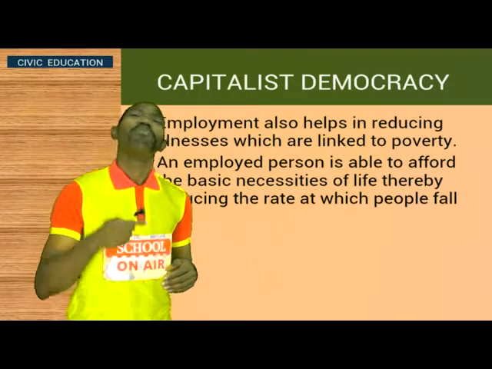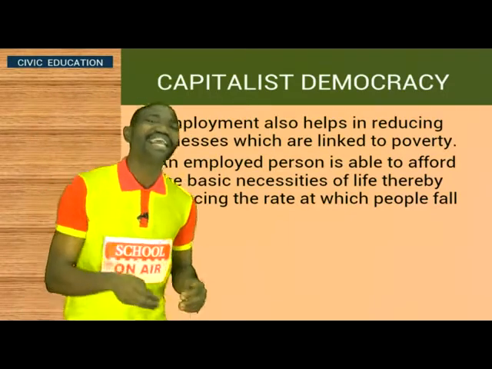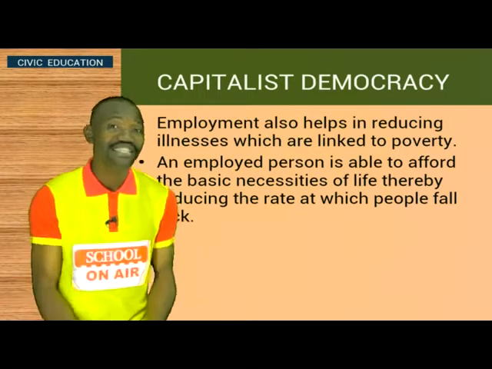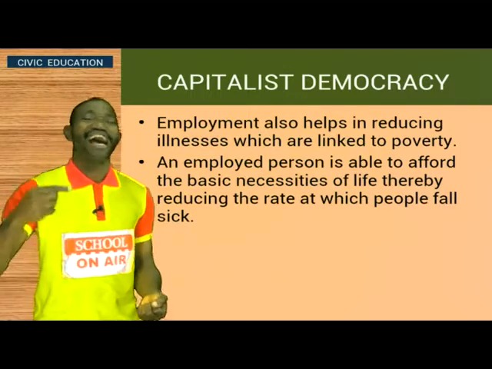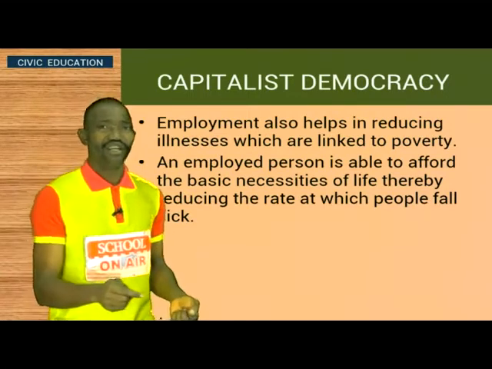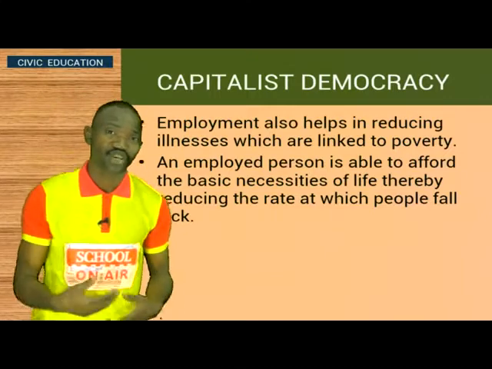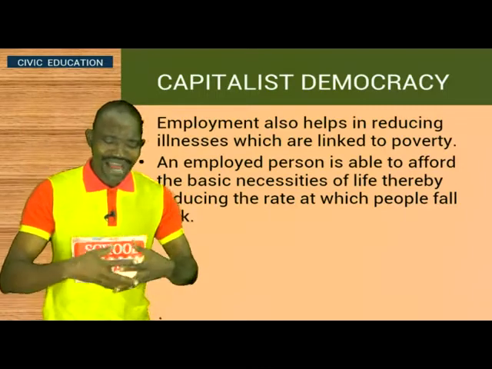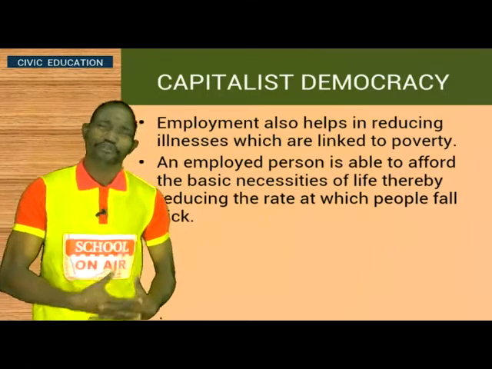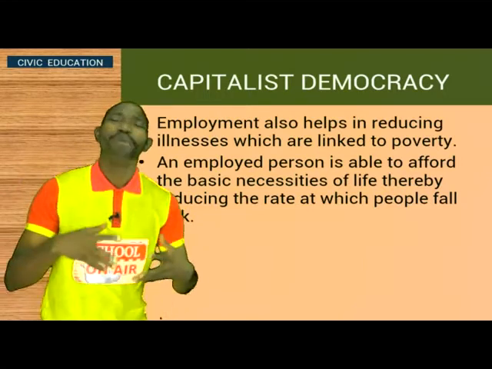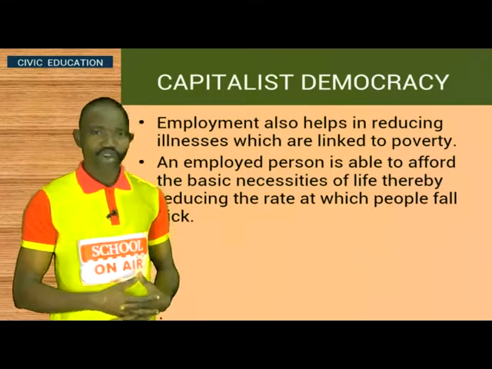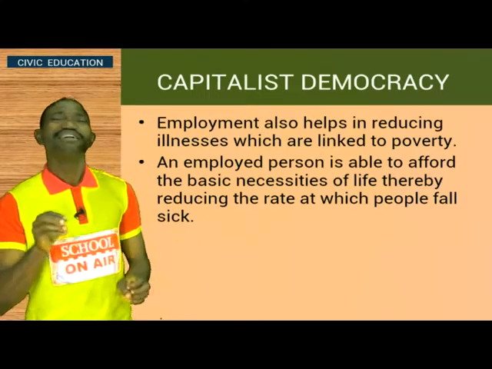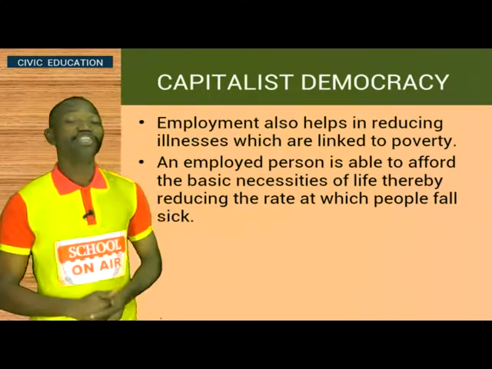When someone is malnourished, sickness is imminent. At least scientifically speaking, even though I'm not your science teacher, some sicknesses are traced to malnutrition, like kwashiorkor. If you don't have enough protein, kwashiorkor is imminent. And so an employed person is able to afford meals that are balanced in diet, not just starch and starch and starch, thereby reducing the rate at which people fall sick.